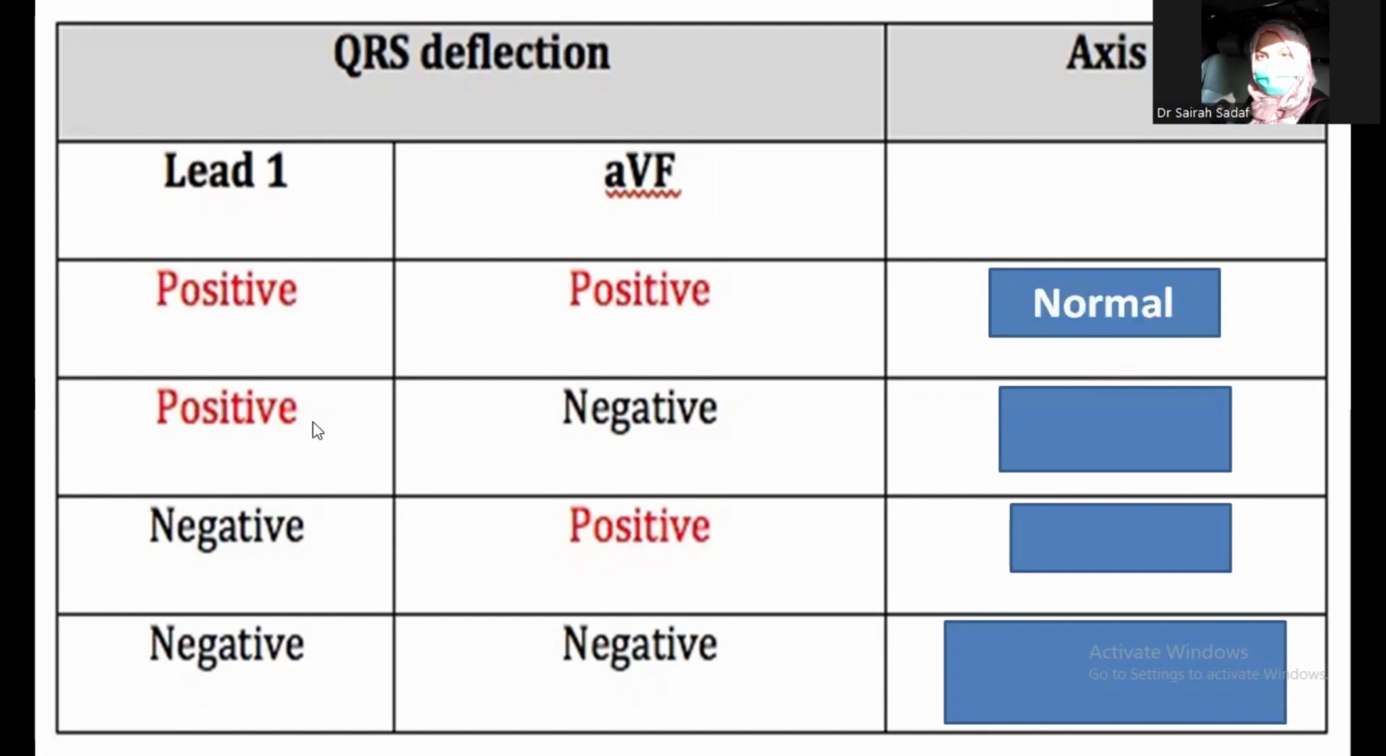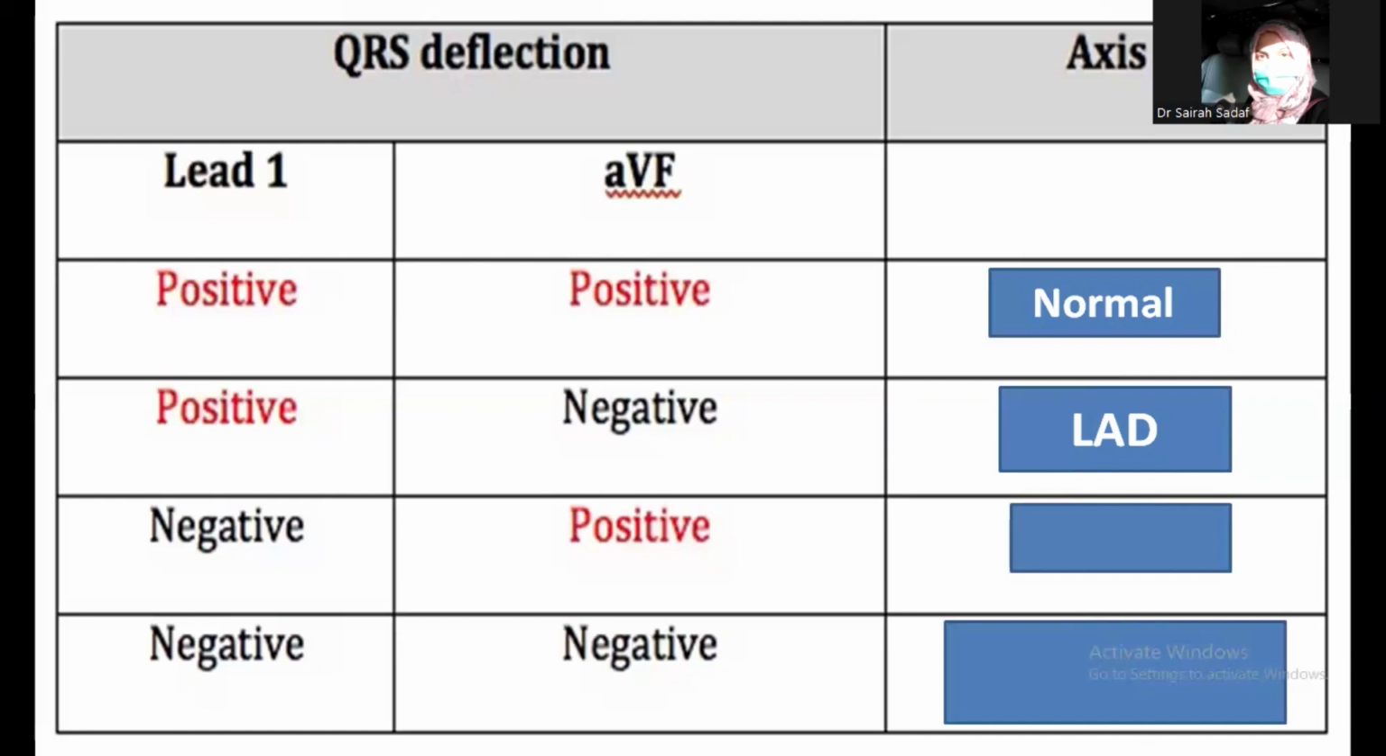Now, lead 1 is positive and lead AVF is negative. So what is the axis of the heart? Left. Very good. Yes, this is a left axis. Very good. Yes, it is left. Now, lead 1 is negative and lead AVF is positive. So what is this? Right axis. Exactly. Great. All your answers are correct.